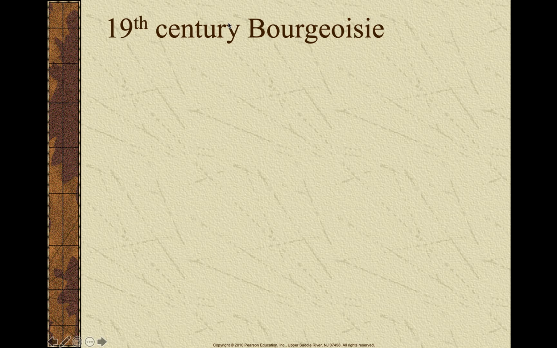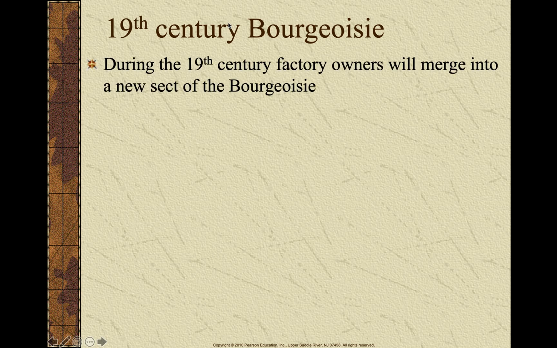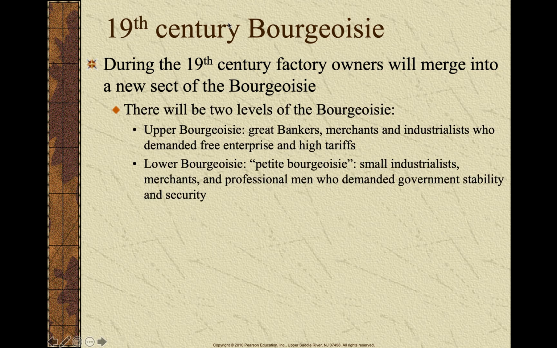Okay, let's continue. All right, so I also mentioned, ladies and gentlemen, the bourgeoisie. This is a really important social class that we're going to see really rise during the 19th century, ladies and gentlemen. We're going to see factory owners start to merge into the bourgeoisie. Again, affluent, upper class, upper middle class. And there are really two levels of the bourgeoisie. You have the upper bourgeoisie. These are bankers, merchants, industrialists who are all about free enterprise and high tariffs. And then we're going to see the lower bourgeoisie, also called the petite bourgeoisie, which were smaller industrialists, merchants, professionals who demanded government stability and security. And we're going to be talking more about this later.